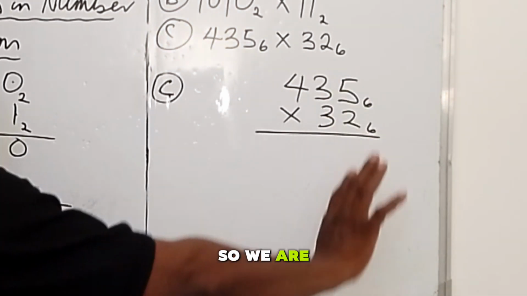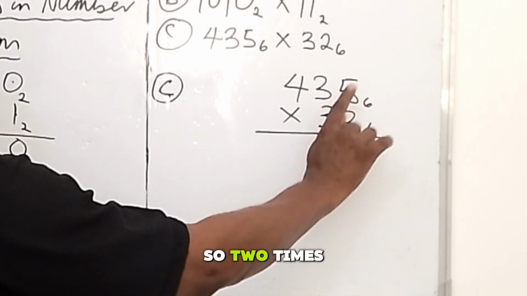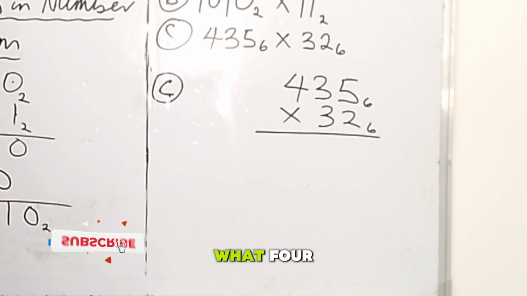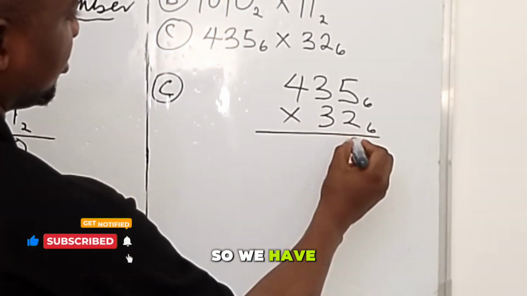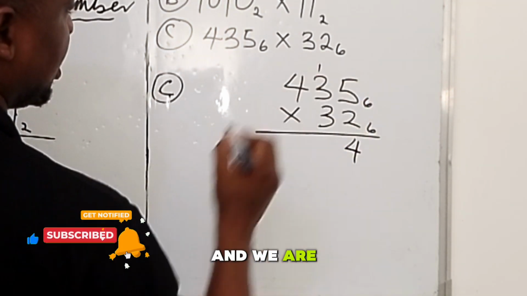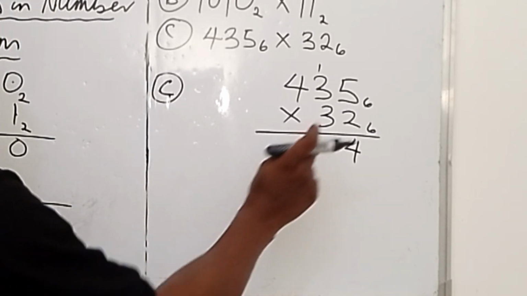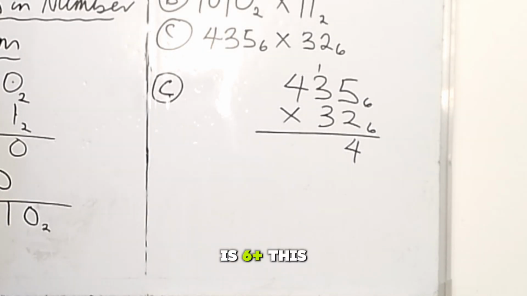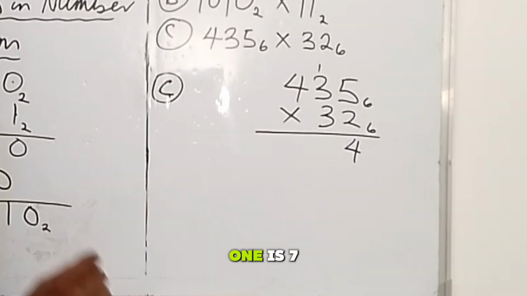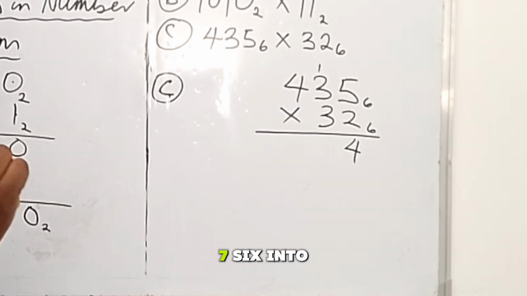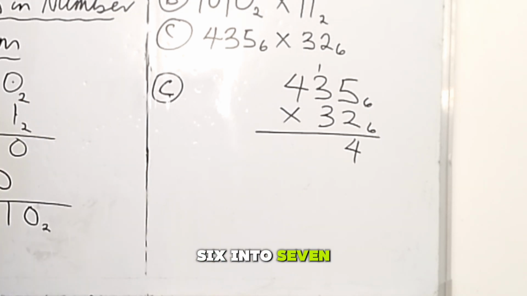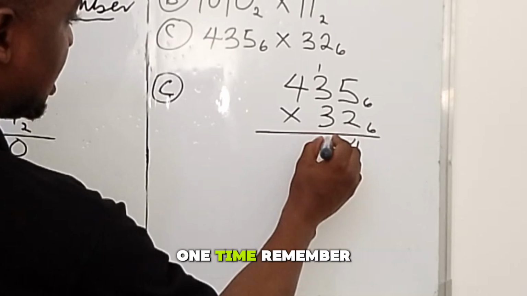Okay, so we are counting in base 6. So 2 times 5 is a 10. 6 into 10, 1 time. Remember what? 4. So we have our 4 here, and we are carrying 1. 2 times 3 is 6. Plus this one is 7. 6 into 7, that is also 1 time.